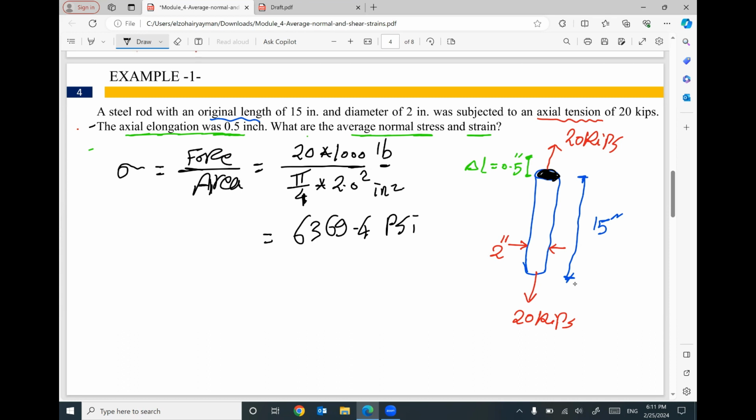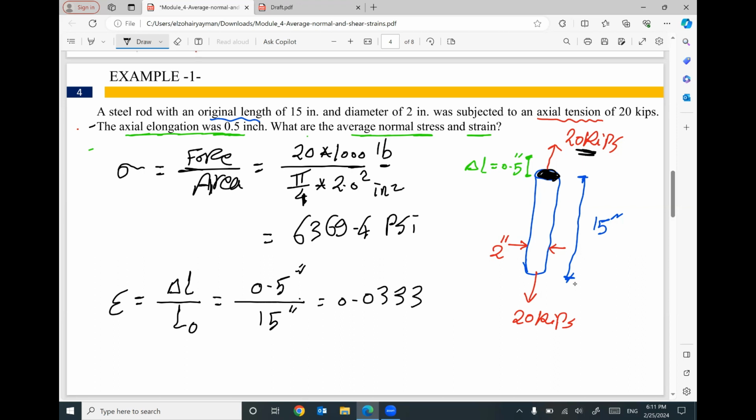Normal strain equals the elongation of the member divided by the original length of the member. Elongation due to the applied axial tension force equals 0.5 inch, and the original length of this steel rod is 15 inch. If you divide 0.5 by 15, you get 0.0333, and the strain is dimensionless.